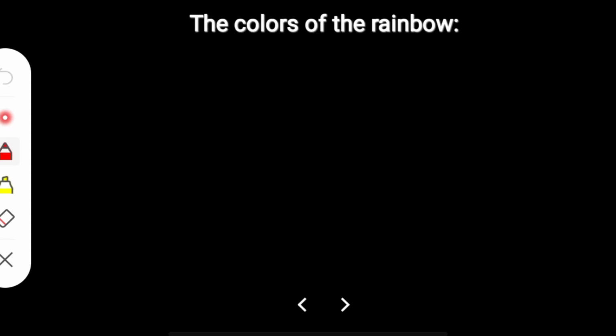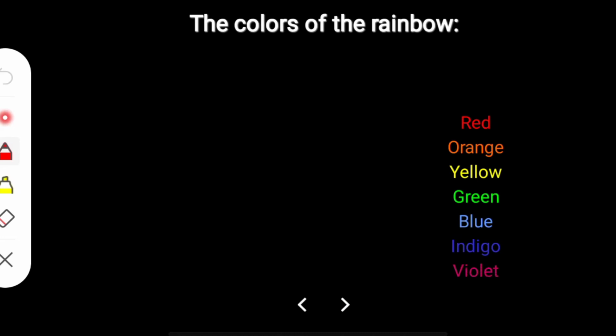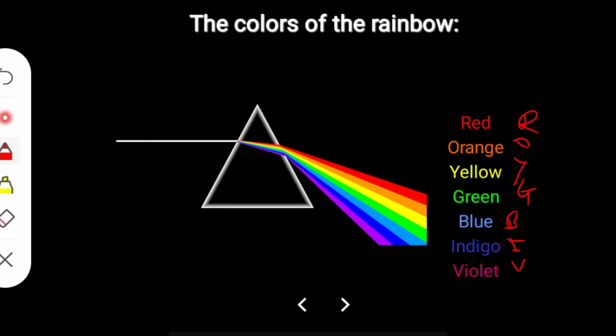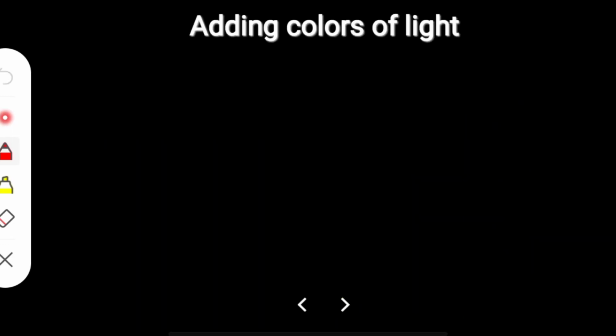Now what colors does the rainbow have? Rainbow has 7 colors, we all know, and what are they? Let's see. First is red, then orange, yellow, green, blue, indigo, and violet. In short, we say these colors VIBGYOR. They are nothing but the first letter of every word. We see the rainbow like this.